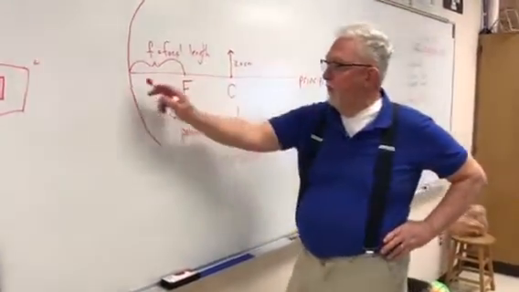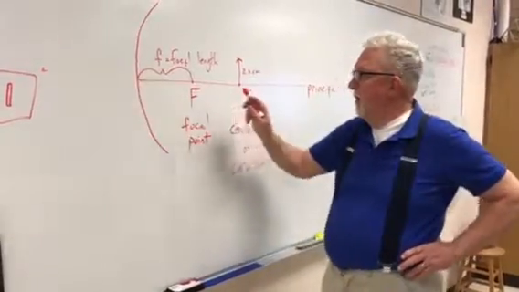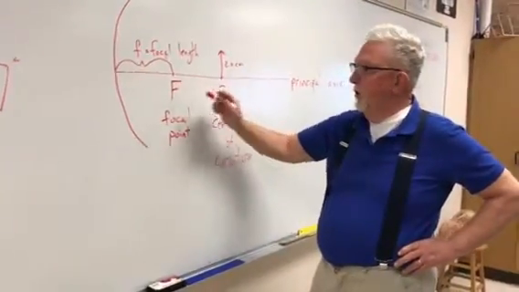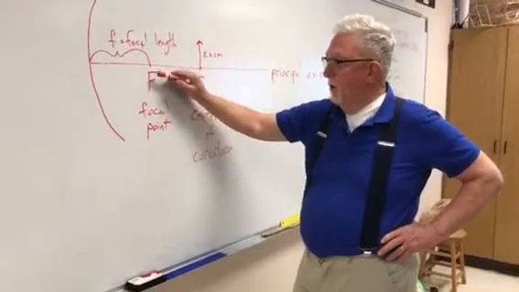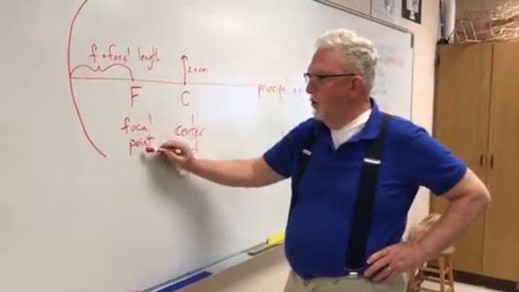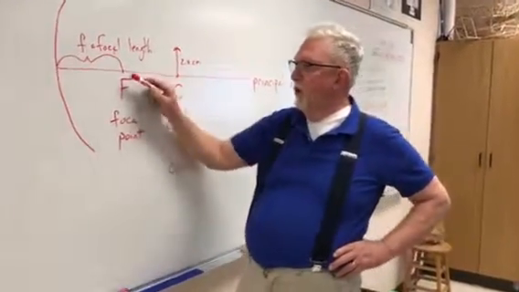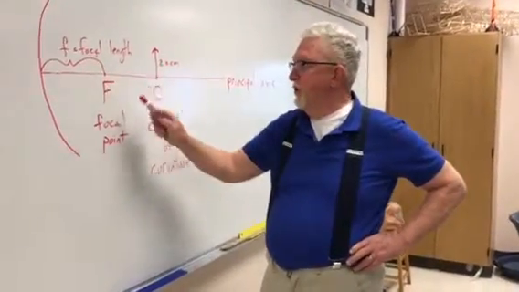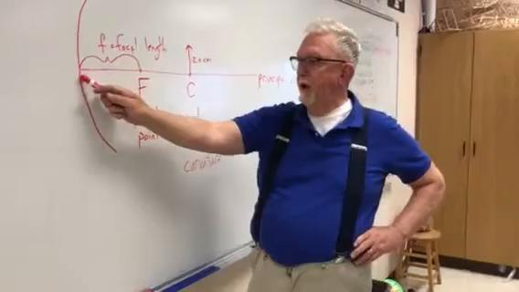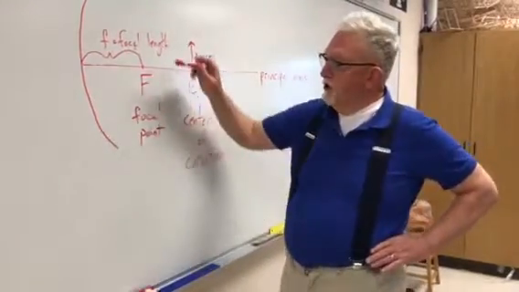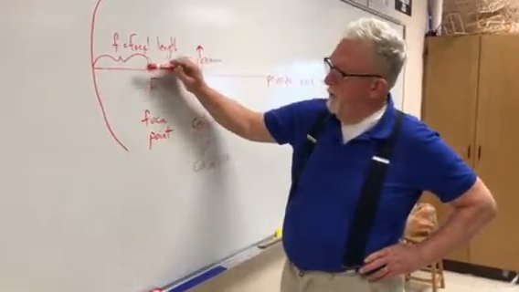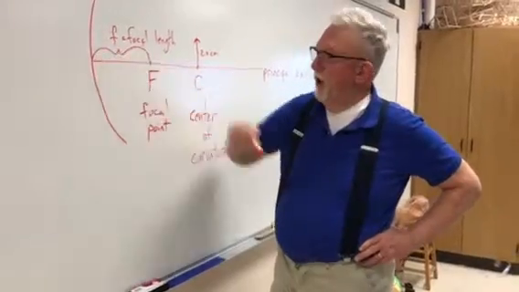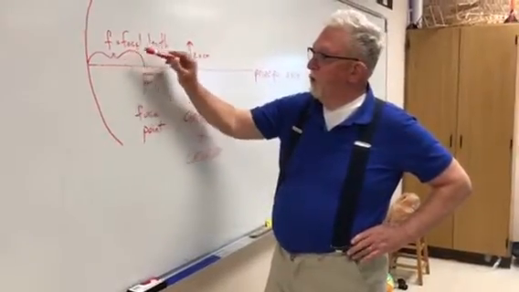The halfway point between the mirror and the center of curvature is called F, capital F, which is the focal point. That's where all the rays focus through. That's the focal point, which is halfway between C and mirror. And the distance between F and the mirror is called focal length.